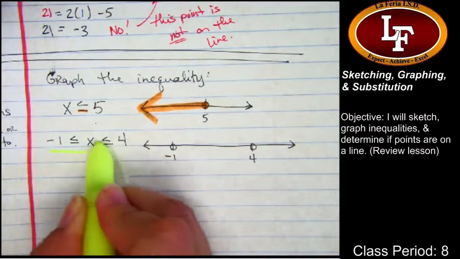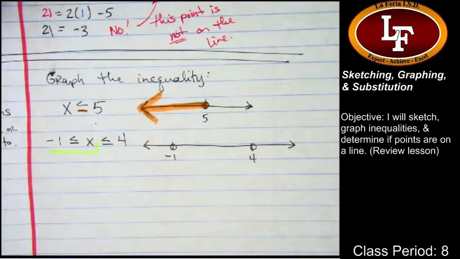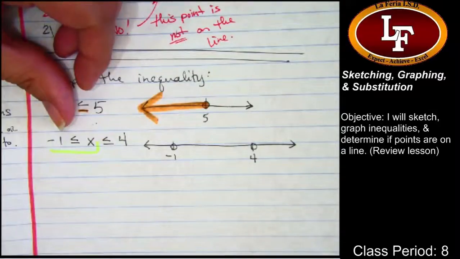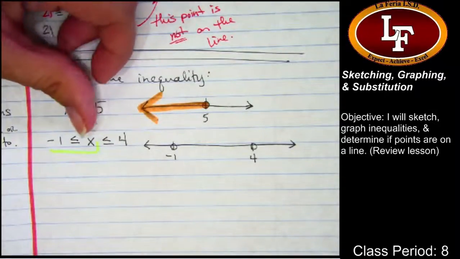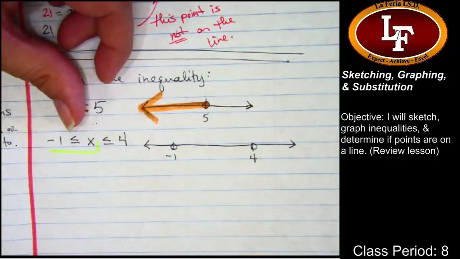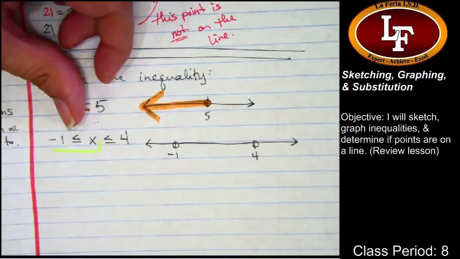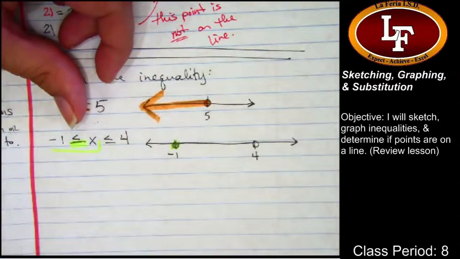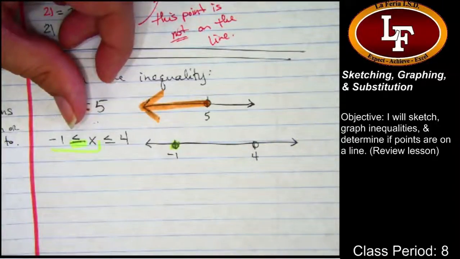What's this relation here with x? Let's read it, please, those of you who are with me. -1, the symbol is less than or equal to x. So do I fill in the circle at -1? Yes, because of the or equal to. So there I filled in the circle at -1.